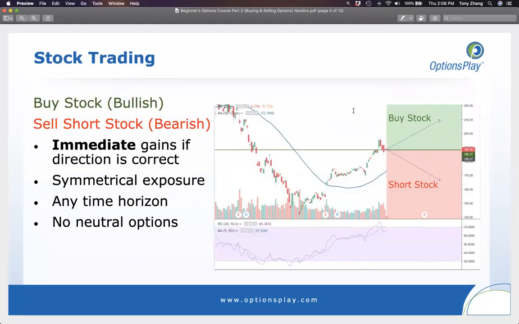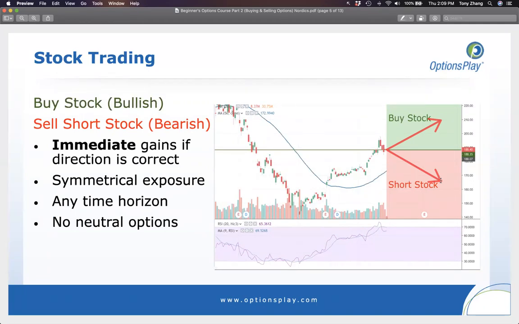Let's first talk about stock trading, because this is a strategy that most of you are probably familiar with. The thing about trading stocks is that this is what I consider purely a bullish or bearish exposure. Meaning, if you buy a stock because you're bullish, you will make money immediately as the stock starts to move higher. If you short a stock, you will start making money immediately if the stock starts moving lower, and vice versa. You start losing money if the trade starts going against you.